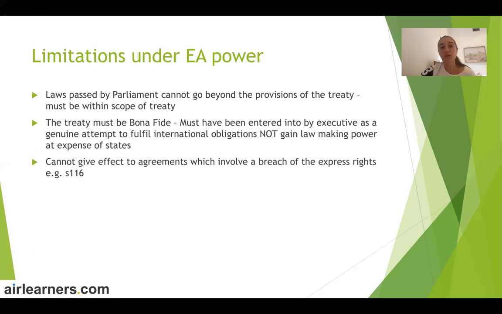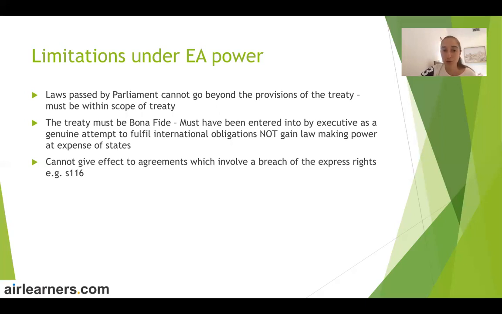And just to finish off, these are just some limitations of Australia's obligations when giving effect to external affairs powers. So laws passed by Parliament cannot go beyond the provisions of the treaty. They must fall within the scope of the treaty. So if the international treaty is about lighthouses, the Commonwealth can't make a law about boats and argue that it was under the treaty. It has to be specific to the treaty subject matter.